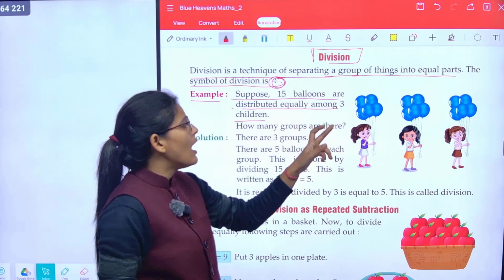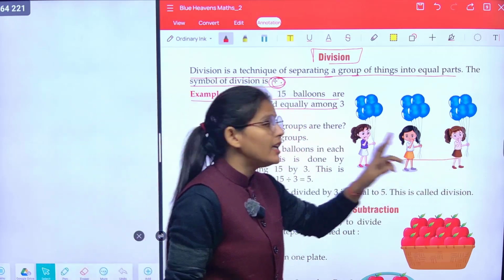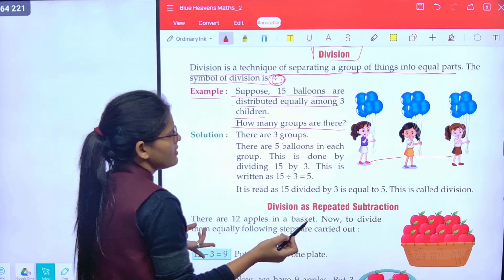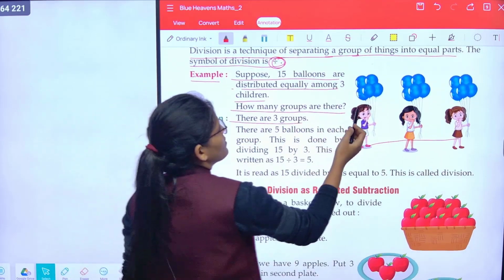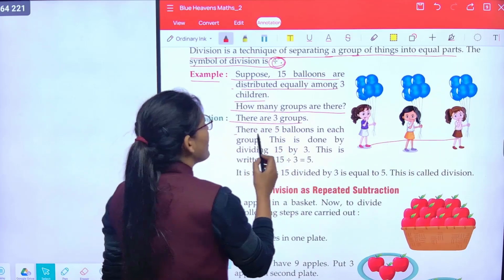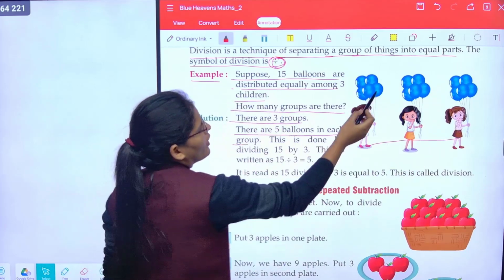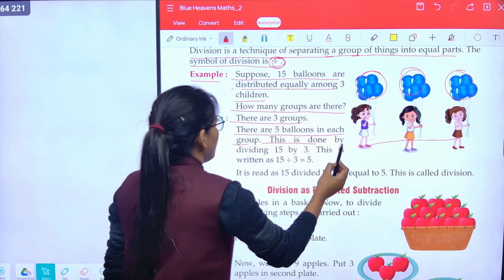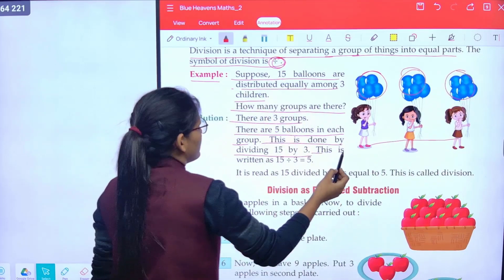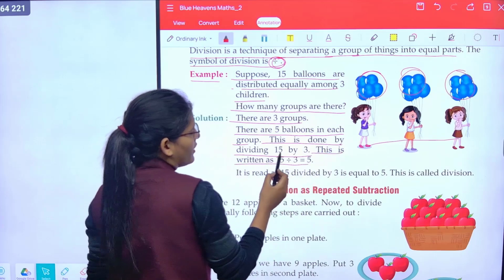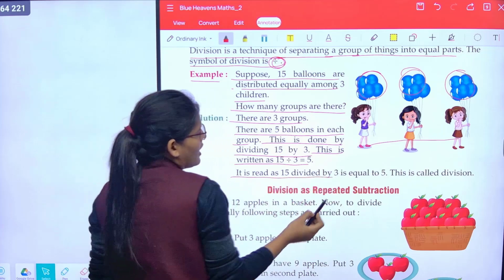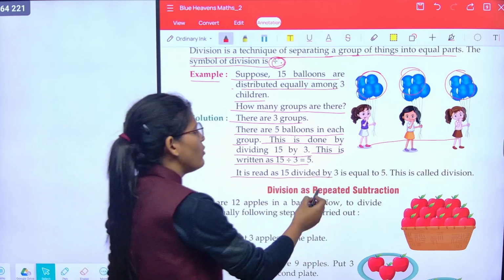15 balloons हमें 3 बच्चों में बांटने हैं equally. Okay, how many groups are there? See class, there are 3 groups, 1, 2, 3. There are 5 balloons in each group, और यहाँ पर 5 balloons in each group. This is done by dividing 15 by 3. This is written as 15 divided by 3 is equal to 5. It is read as 15 divided by 3 is equal to 5.